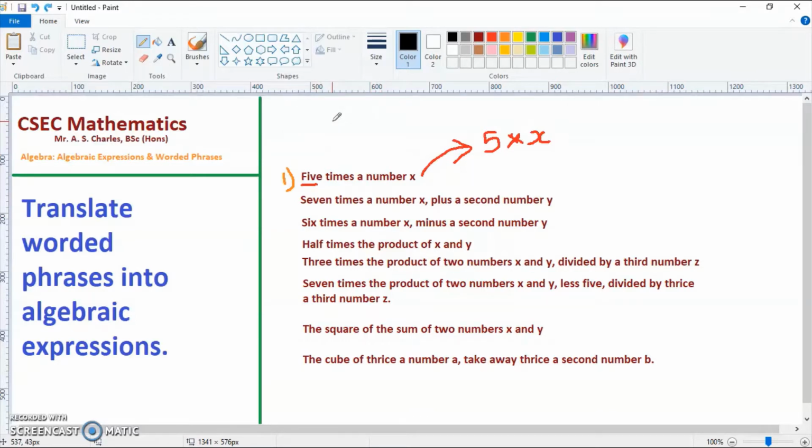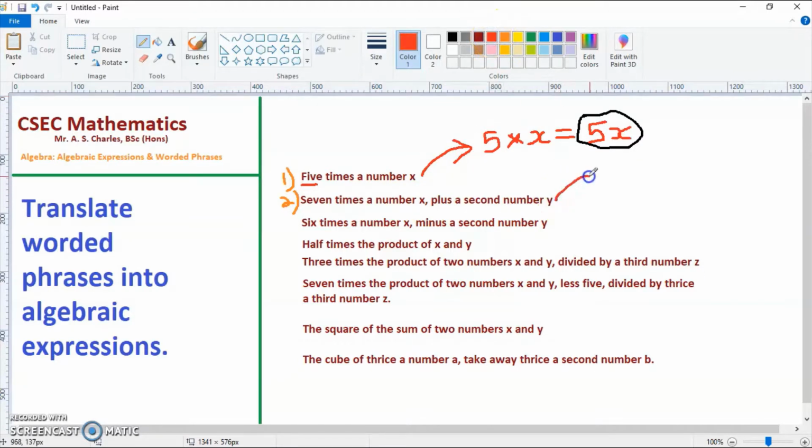Good. So 5 times a number x is equal to 5 times x, and in algebra 5 times x is the same as 5x for simplification purposes. So the worded phrase 5 times a number x in algebraic form is 5x. And that is our answer there. Now, number 2, we have 7 times a number x plus a second number y.